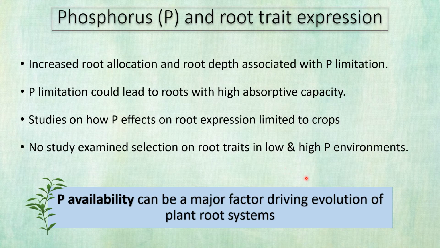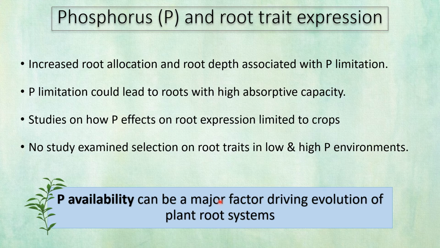Adaptations such as increased plant allocation and increased root depth are found to be associated with phosphorus deficiency. By extension, if limitation in phosphorus results in more root allocation, it could also naturally lead to the expression of roots that have higher absorptive capacity that are better at acquiring soil phosphorus. So phosphorus availability can be a major factor driving evolution of plant root systems.